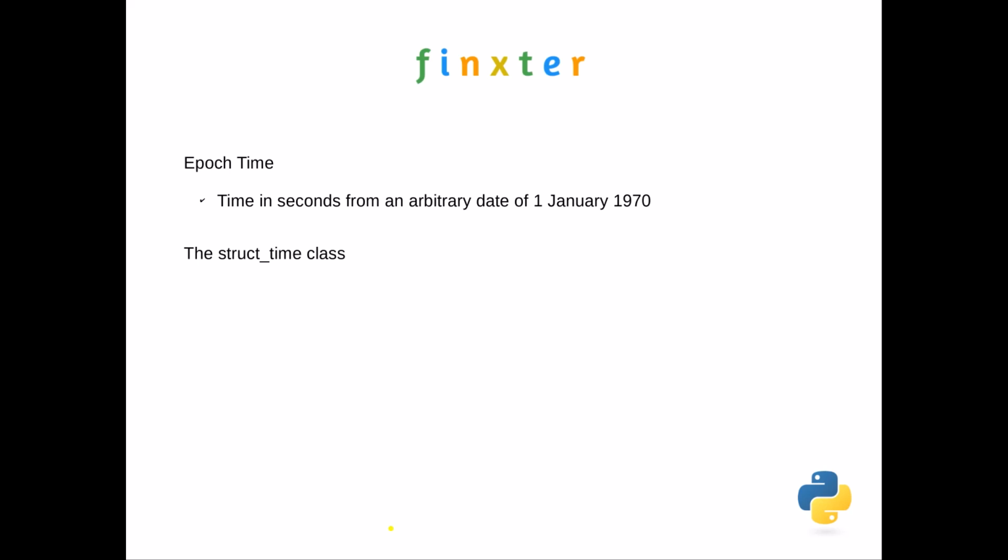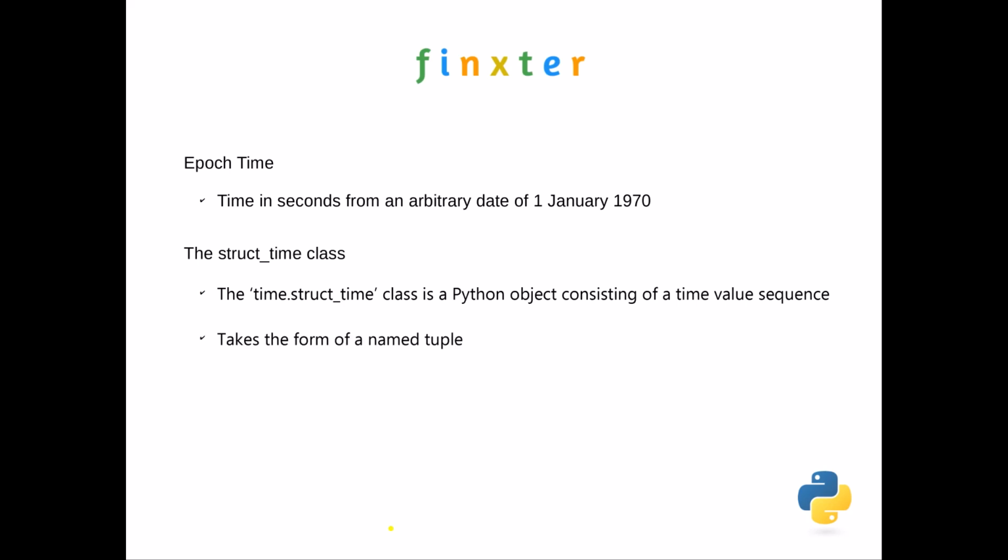So the other thing we need to understand for time is the struct_time class. And it's a Python object and it consists of a time value sequence. And that probably doesn't make a lot of sense to those of you who have not used it before, but it will very shortly. It takes the form of a named tuple. And a named tuple is a subset of the tuple class. It's a tuple with distinct names applied to the values.